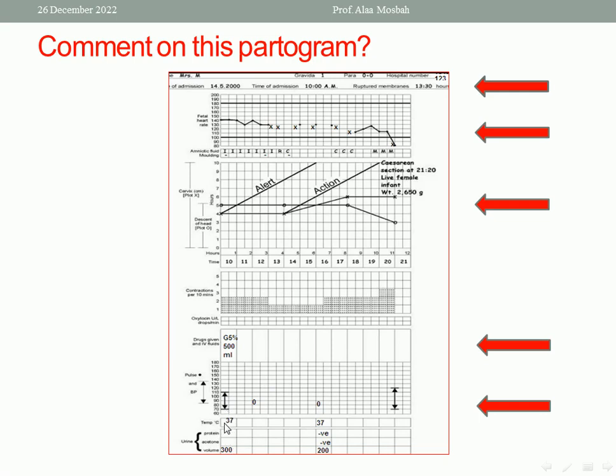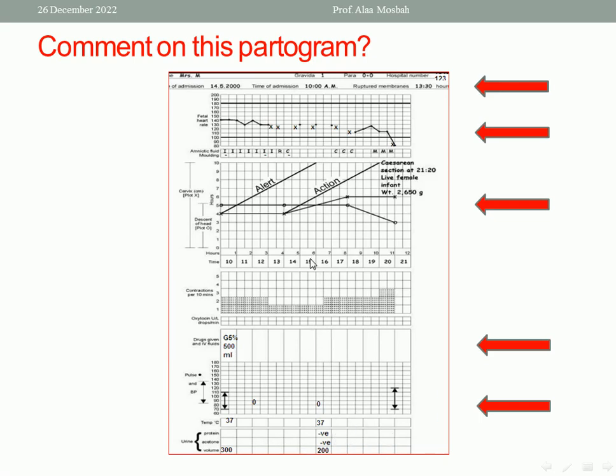In this part, also related to maternal well-being, the temperature of the woman is 37, so it is normal. What about urine? As regards the urine volume and proteinuria or acetone, the volume of urine at the start was 300, then 200, so is it normal? Any proteinuria? No, negative. Any acetone in urine? No, it is negative here. So the urine character is normal. Pulse and blood pressure were normal and temperature is normal. This is the comment.